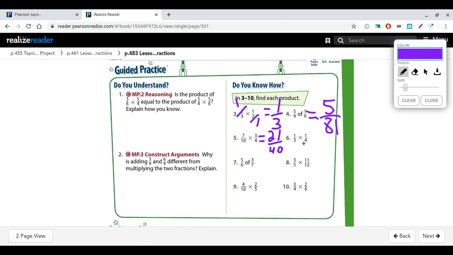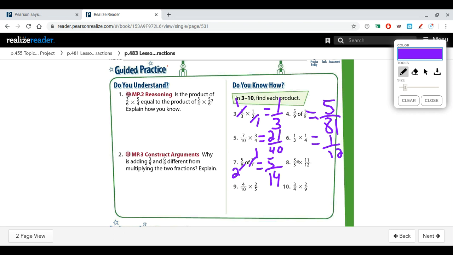Here, 1 and 4, no common factor. 1 and 3, no common factor. My answer is going to be 1/12. 5/6 of 3/7. 5 and 7, no common factor. 3 and 6, they have a common factor of 3. So 3 divided by 3 is going to be 1. 6 divided by 3 is going to be 2. 5 times 1 is going to be 5. 2 times 7 is going to be 14.